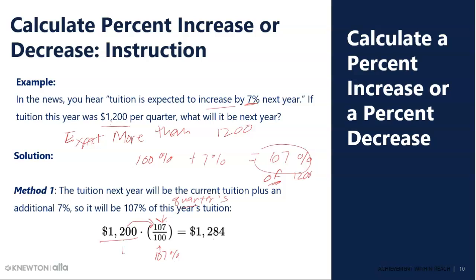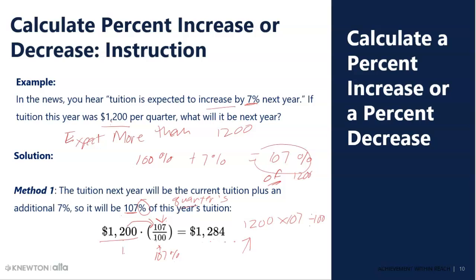So you do 1,200 times 107 divided by 100, and that will get you 1,284. That is what you do in your calculator to evaluate that. So you just change the percentage to a fraction out of 100. The number in front of the percent sign goes on top, 100 goes on the bottom. That's what the percent sign tells you. And that is how I can do that one in one step.